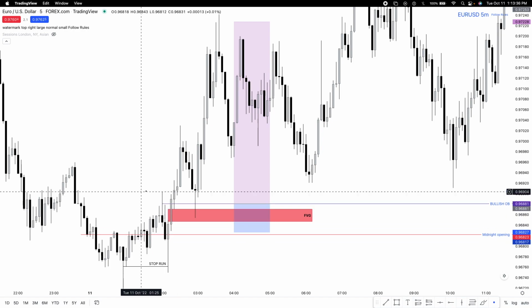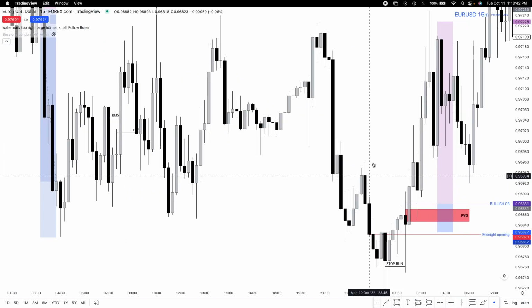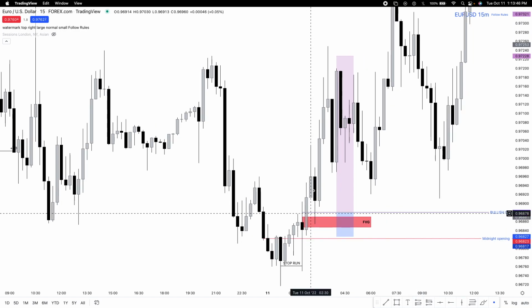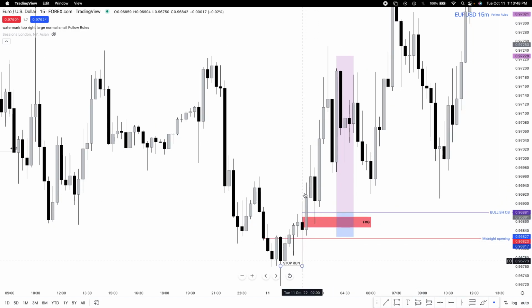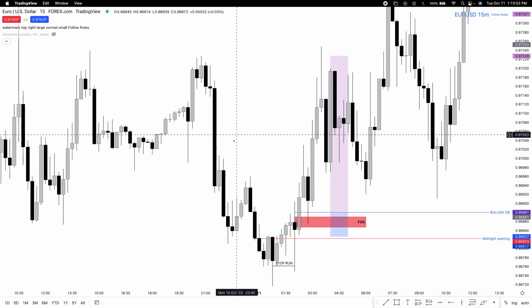So what I did was, after I saw this, after we took out this high, I came back to my 15-minute and I literally just waited for price to come back down inside of a fair value gap or an order block entry. And what did price come down back inside? Like I say, guys, we had a stop run displacement here, and obviously it's going to look way better on the 15-minute time frame.